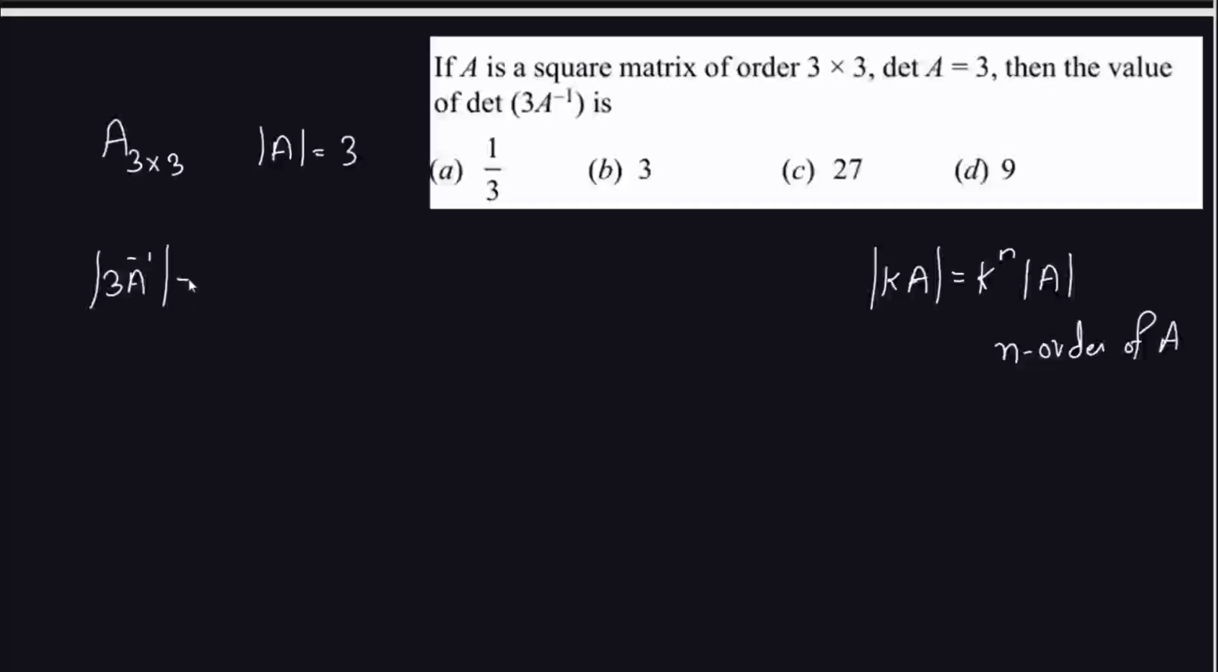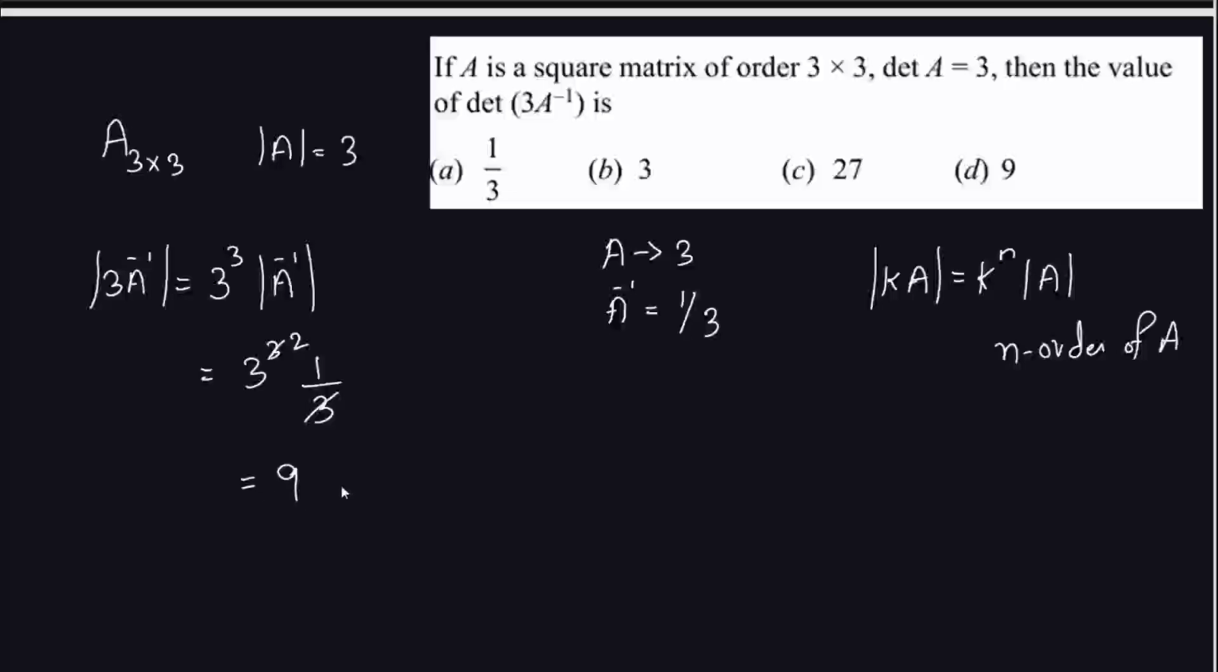So what I'll do first, this is equal to what? Kⁿ. What is the k constant here? 3. So 3ⁿ. What is the order of A? Order of A is 3, into determinant of A inverse, because we have A inverse here. Do we know what is the determinant of A inverse? We only know about A. If A determinant is 3, then A inverse determinant is just the reciprocal of that, that is 1 by 3. So we have the determinant value 3 cube into 1 by 3. If I cancel out 3 here, it will be 3 power 2. So what is 3 square? It is 9. So option D is correct.